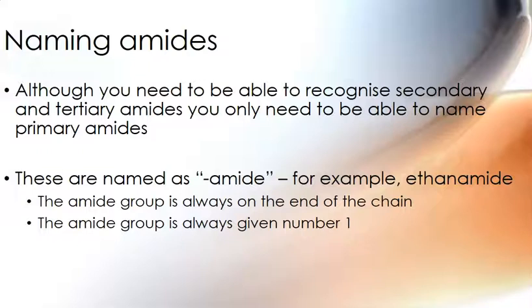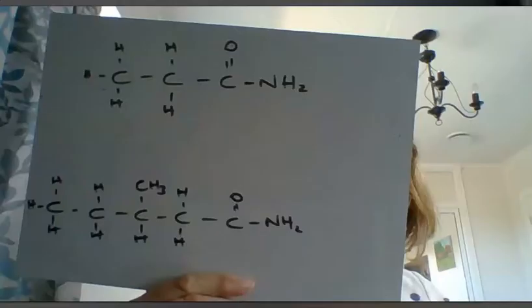Just like a carboxylic acid, the amide group is always located on the end of the carbon chain and is always number 1. So you don't need to number the amide group, you just need to include it in the name. So let me show you a couple of examples of amides and how to name them.